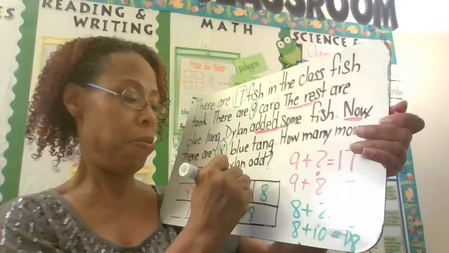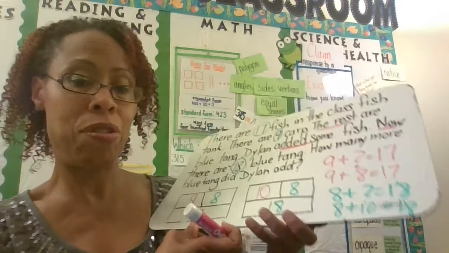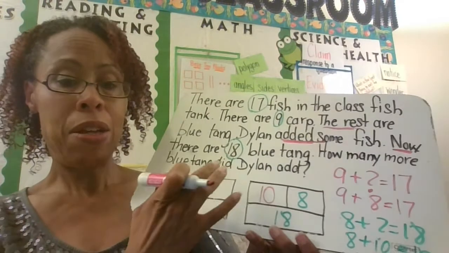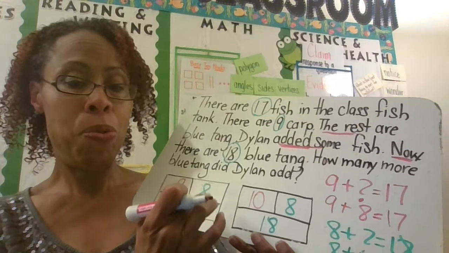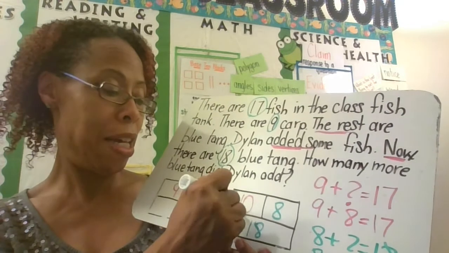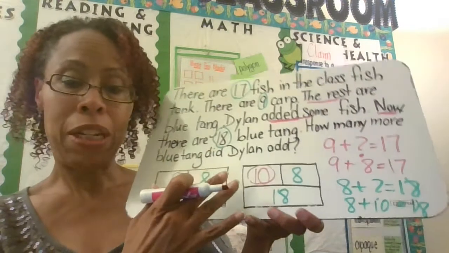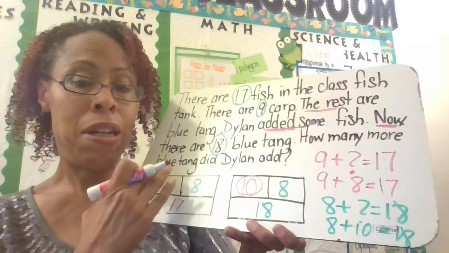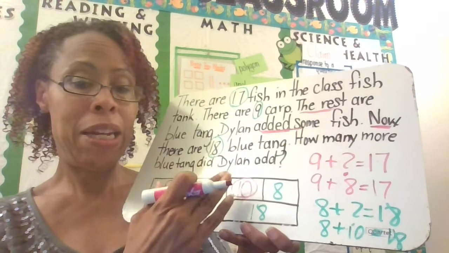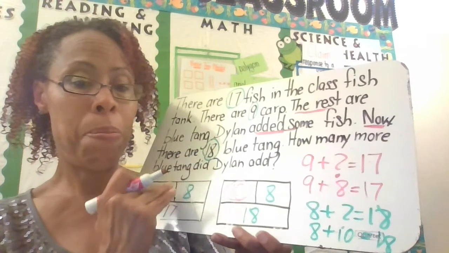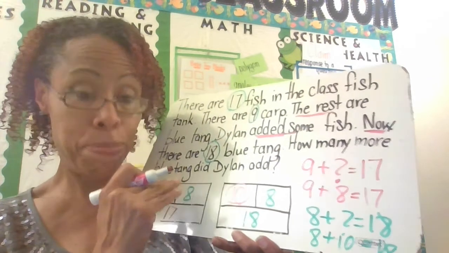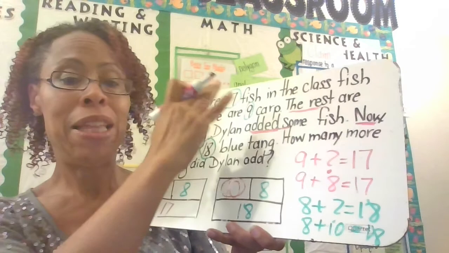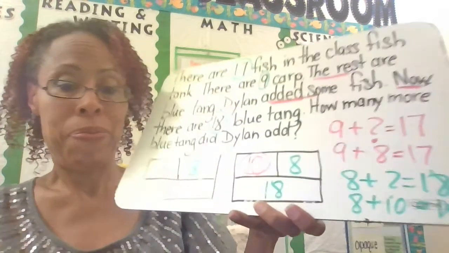So now we have to go back and make sure we answer the question. Now there are 18 blue tang. How many more blue tang did Dylan add? So you would write a complete sentence that says, Dylan added 10 more blue tang to the class fish tank.